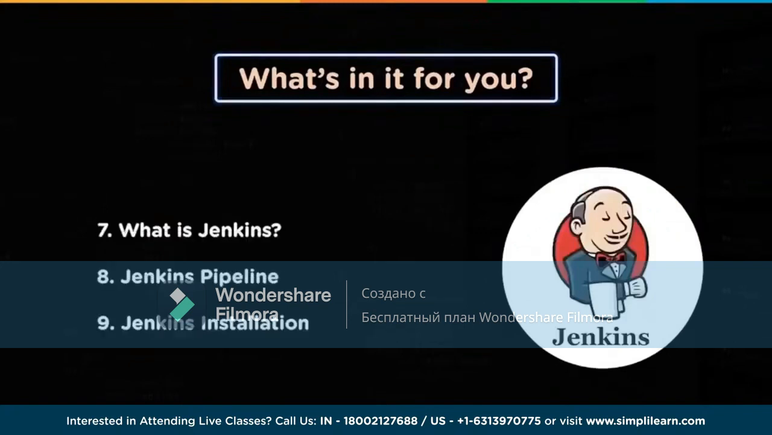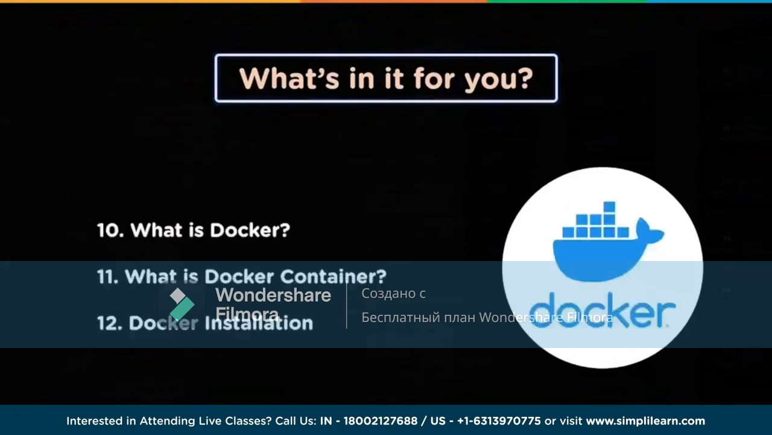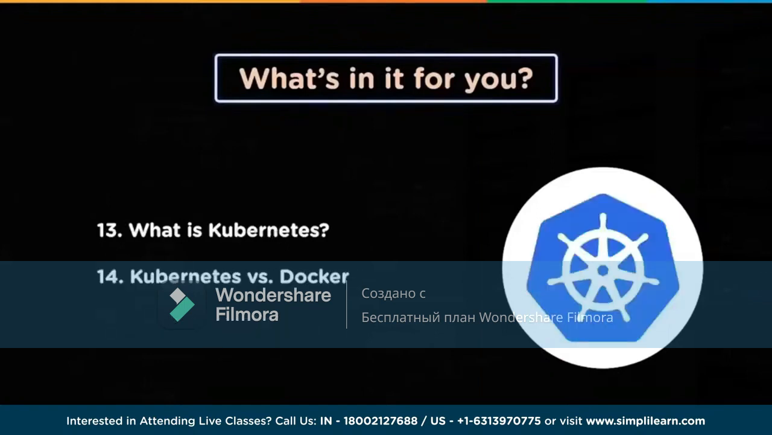Second, we shall see what Jenkins is, Jenkins pipeline, and how we install Jenkins. After that, we shall move on to Docker and check what Docker and Docker container is all about. And in the process, we shall see the process to install Docker. Moving further, we shall learn the basics of Kubernetes, the difference between Kubernetes and Docker, and Kubernetes on AWS.